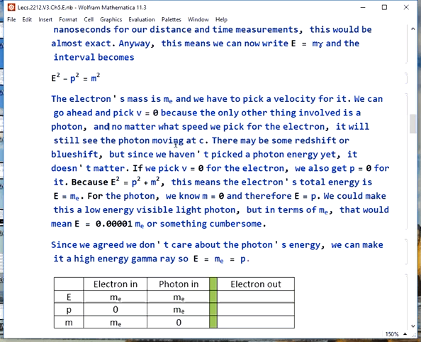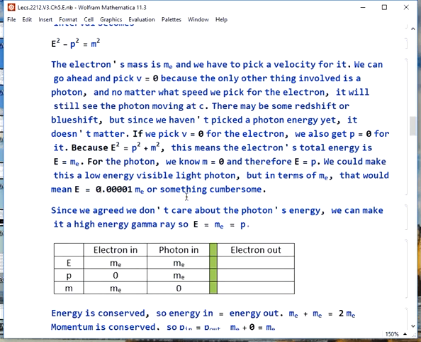If we put V equals 0 for the electron, we also get P equals 0. This means the electron's total energy is just its mass energy. For the photon, on the other hand, we know m equals 0, and therefore energy and momentum are equal as long as c equals 1. If we made this a low-energy visible light photon, in terms of the electron mass, that would be 0.00001 or something like that. Again, we don't really care about the energy, so we can make the math easier by making it a high-energy gamma ray. We'll make its energy equal to the electron's energy.